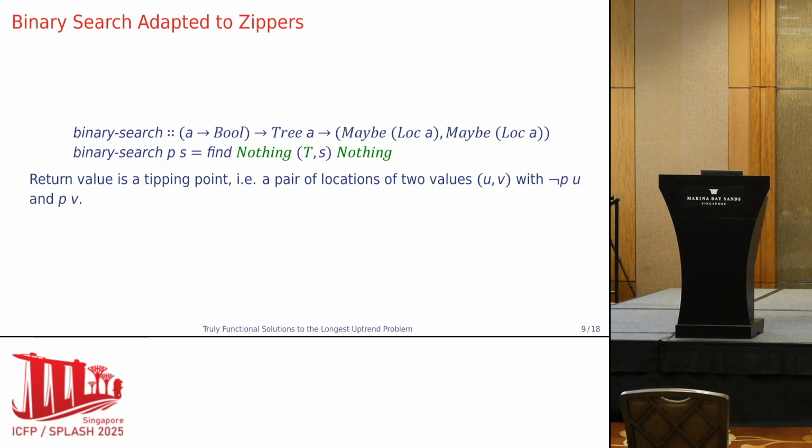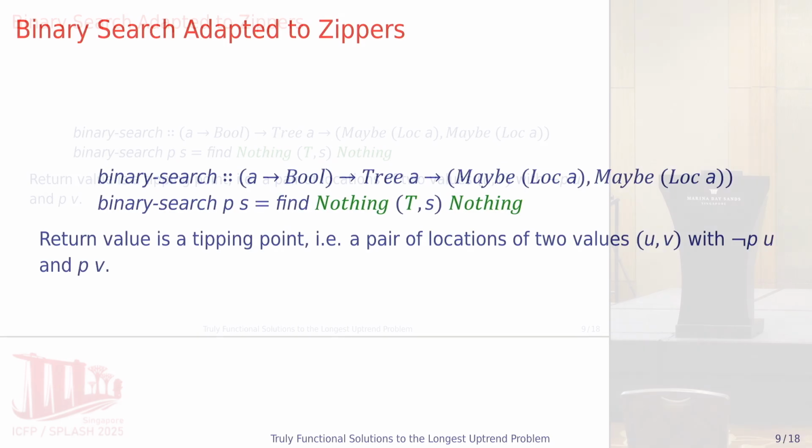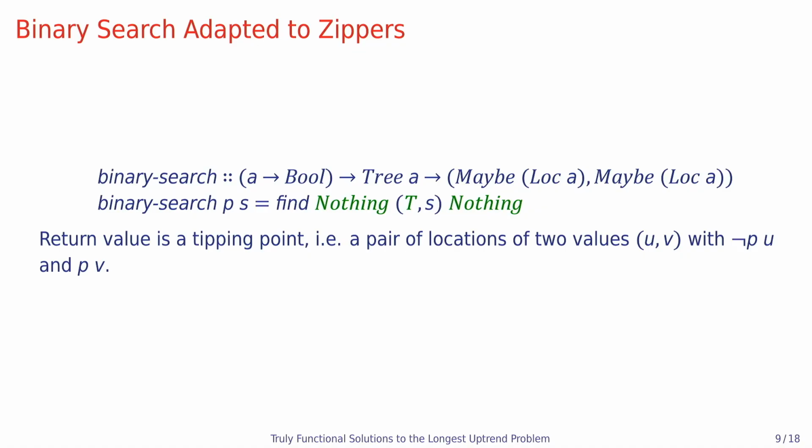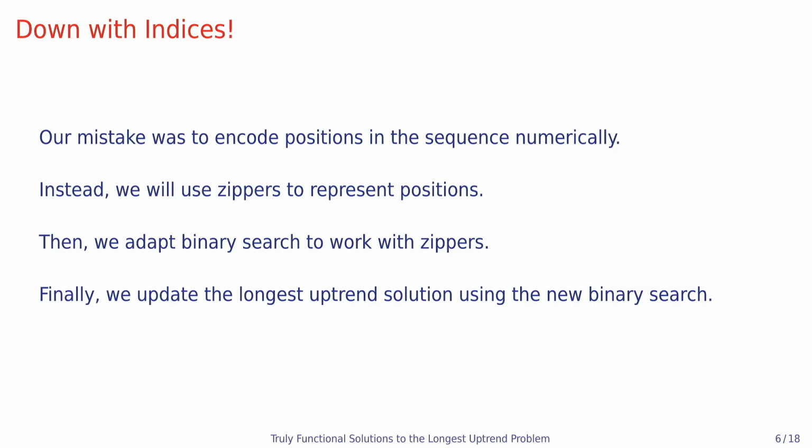And so the input to binary search is really still the same. We take a predicate and the tree, but instead of returning an index, we return a zipper, but not one, two locations. Why this? So we return a tipping point, and if you want to know why it's in general the right thing to do to return a pair in binary search, you can attend my talk on Wednesday where I am going to talk about binary search in general. But here we can also already see why it's a good thing.